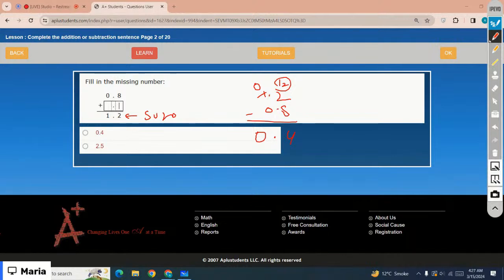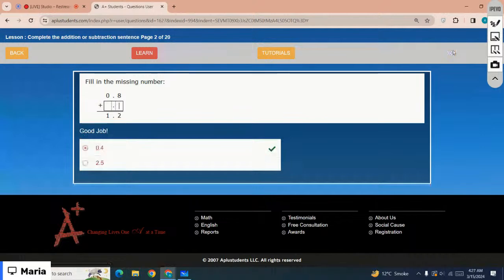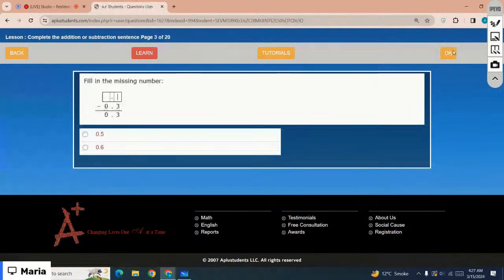So the correct option is 0.4 because 0.8 and 0.4 makes 1.2. Got it? Okay, find the missing number. So which number is missing? You can solve the question and write the correct option in the chat box. So which number is missing?